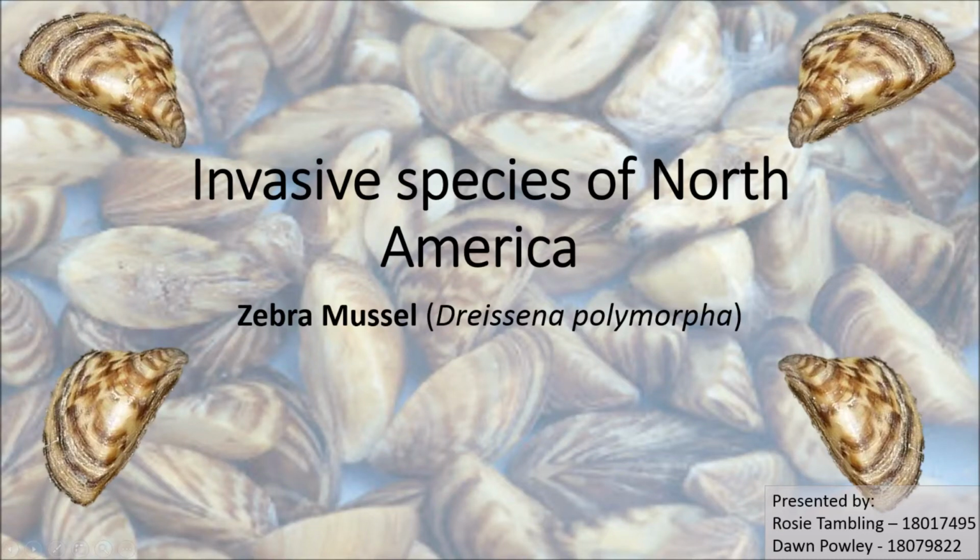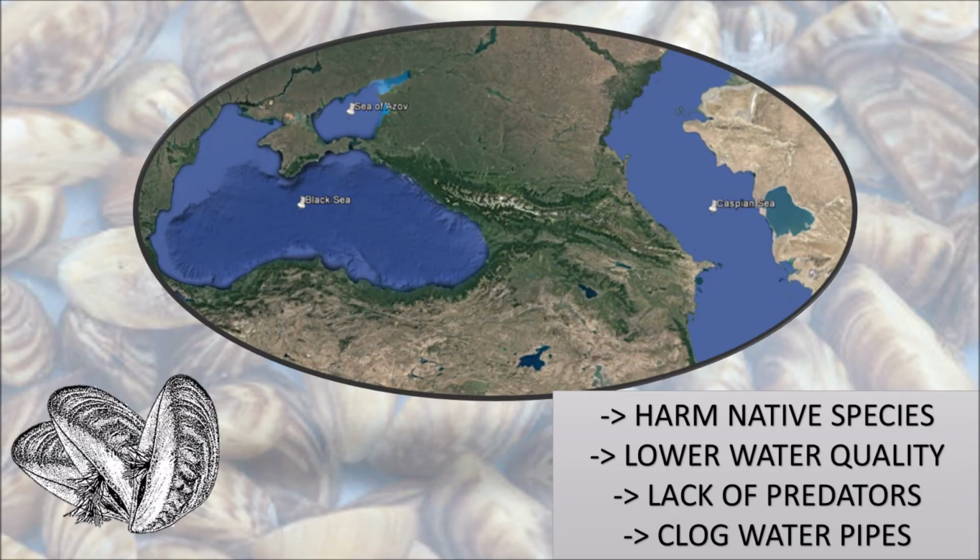Here we will talk about the invasive species of North America, specifically the zebra mussels, Dreissena polymorpha. An invasive species is a species that is non-native to the area and the introduction causes harm to the environment, economy, or to human health. Zebra mussels are freshwater bivalve mollusks that typically have a dark and white zebra-like pattern on their shells.